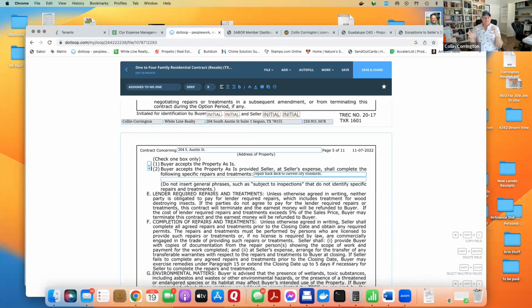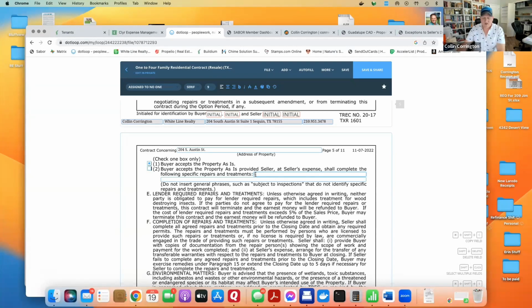If you're like, oh, I think something's wrong with the property, but I want to get it inspected. If that's what you're doing, guys, just say you accept it as is for now. We can change it later. You've got 10 days to change this dot right here. Does that make sense?